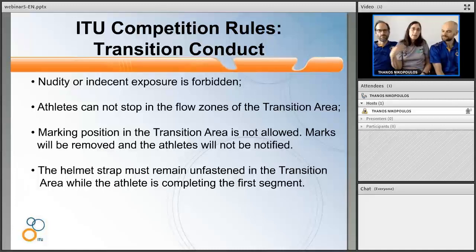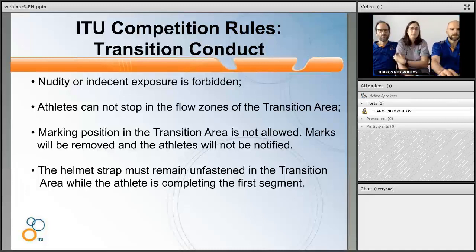One thing that we as officials do is walk through transition and make sure that athletes don't have their helmet fastened when they're doing the swim, that it's unfastened, so that they're truly going to have to put on their helmet and fasten it up. So the helmet at the end will fit properly.